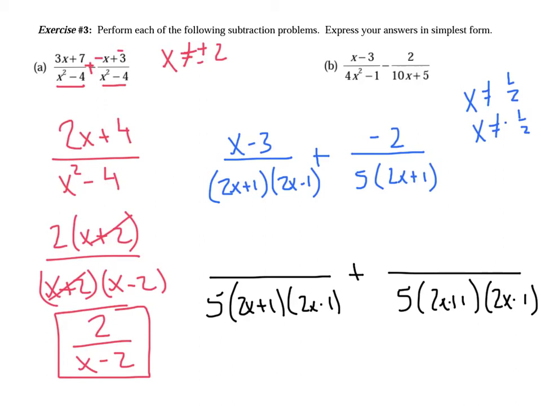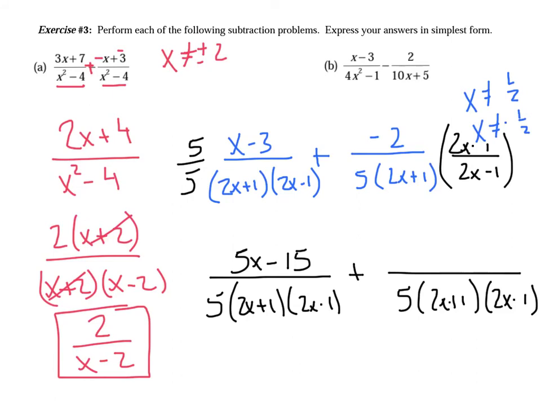Alright, what do we multiply the first one by? Well, let's see. I'm going to multiply by 5 over 5, which has a value of 1. Distributing, I'll get 5x minus 15. The second one here, I'm going to multiply by 2x minus 1 all over 2x minus 1. Of course, has a value of 1. Distribute the -2, we'll get -4x plus 2. Now all I got to do is combine my like terms.